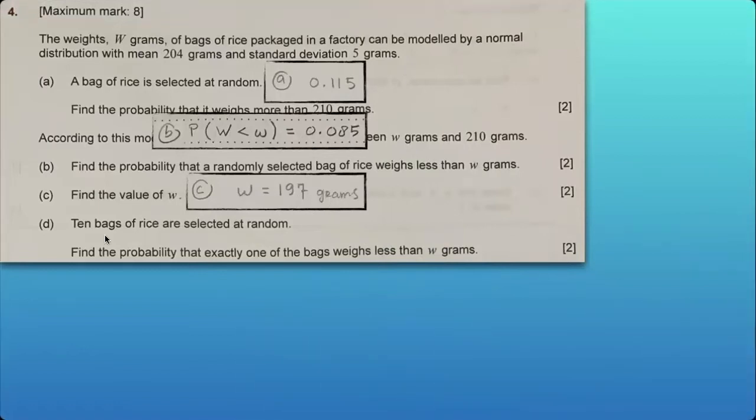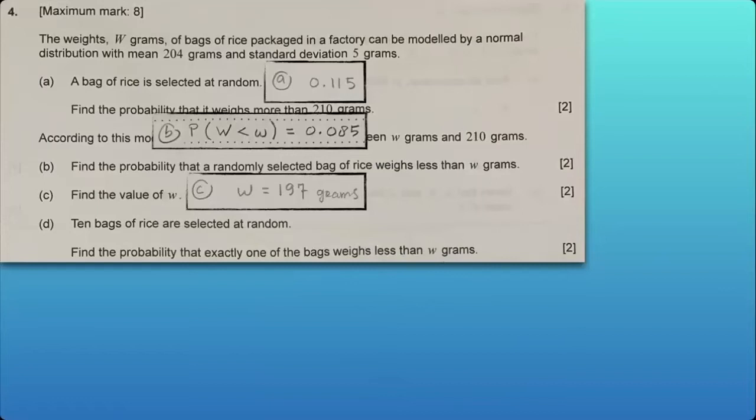Next question. 10 bags of rice are selected at random. Find the probability that exactly one of the bags weight less than W, lowercase w, grams. This is no longer a normal distribution case. This is a binomial distribution question because there are two possible outcomes when the bag is less than W grams or when the bag is more than W grams.